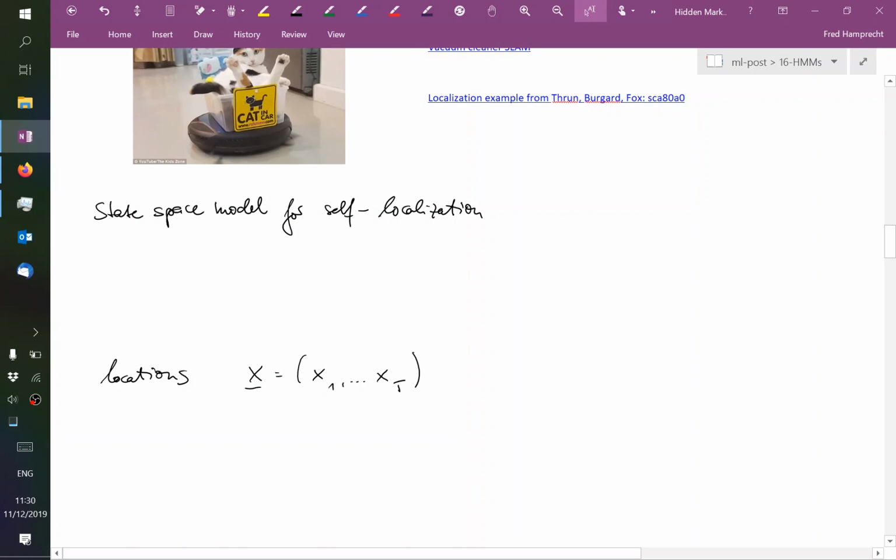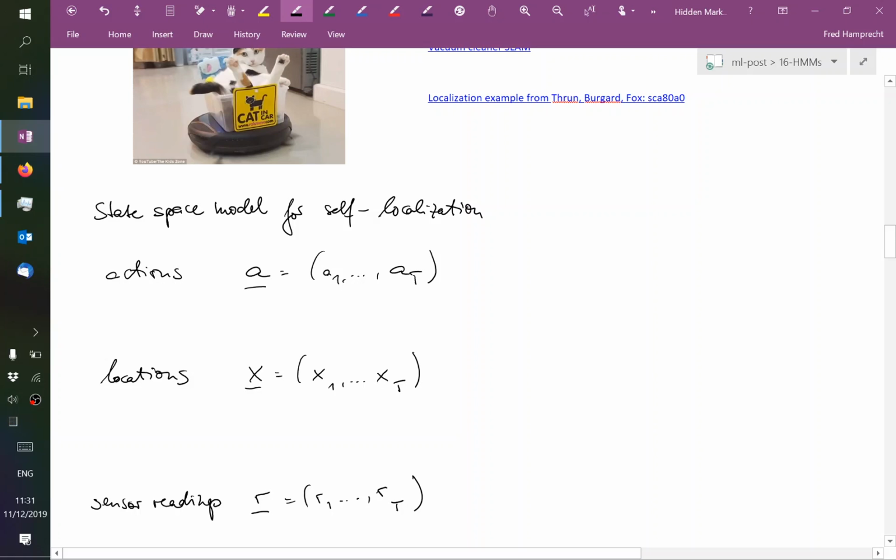Then we will also have sensor readings. You saw that the robot must be able to make some measurements in order to find out where it is. I'm calling them R for readings, R1 up to RT. And the robot will also perform actions such as walking to the right, which I assume are observable.